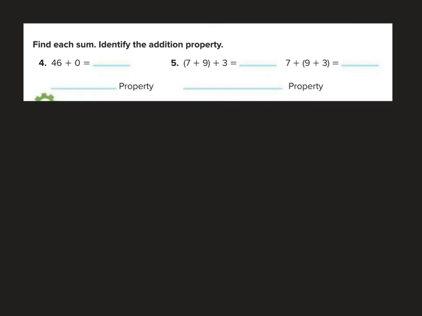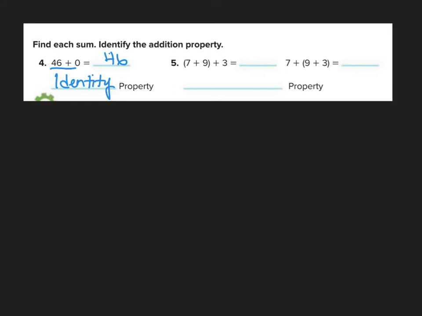Find each sum. Identify the addition property. So here I have 46 plus 0 equals 46. That would be the identity property, right? Because if I add nothing to it, it's going to be itself.